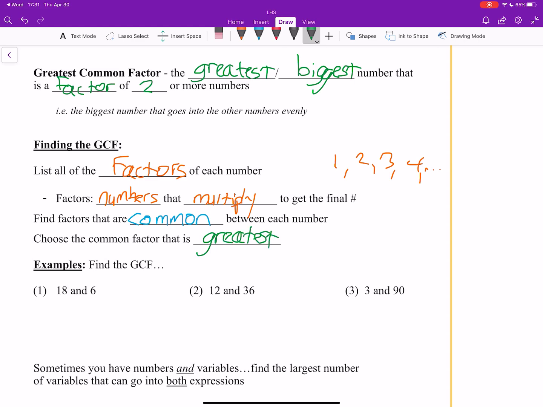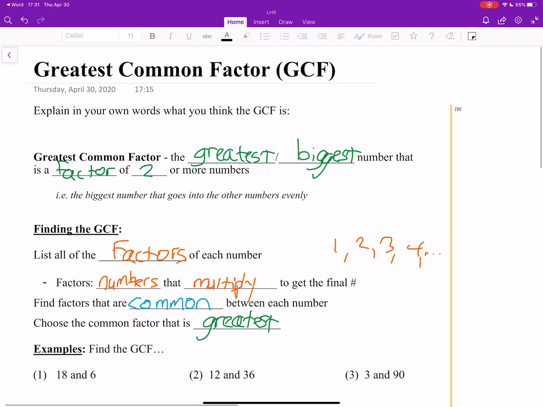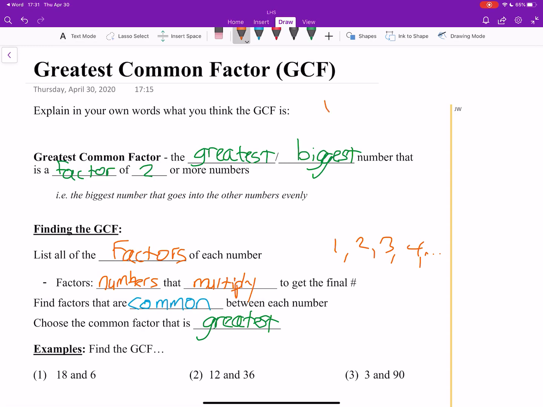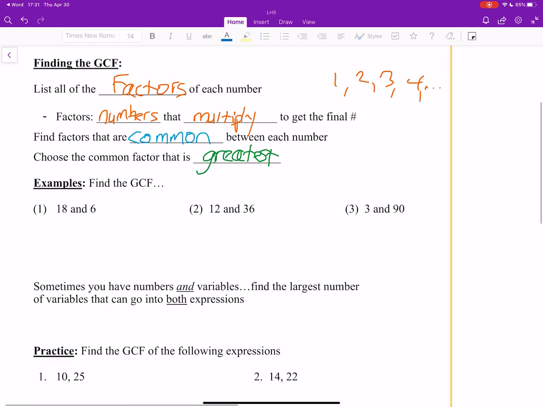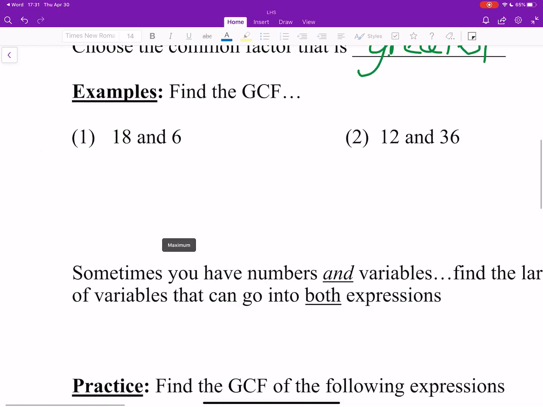So that's where we get the green there, the greatest, blue common, orange factor. So it's almost like we work backwards and we first find the factors, then we go and find what's common, and then finally we find what's greatest in order to get the greatest common factor. So I'm going to take a look at some examples here and do just that.